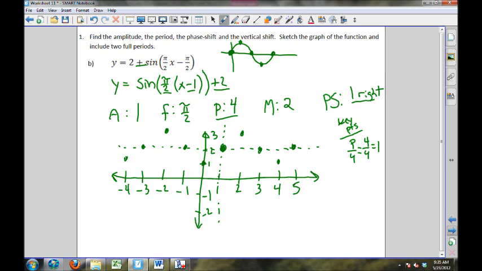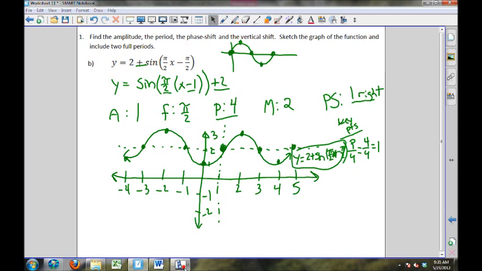And when I connect all my points, what I end up with is my graph y equals 2 plus sine of pi over 2 x minus pi over 2. Sorry, that's a little bit sloppy.